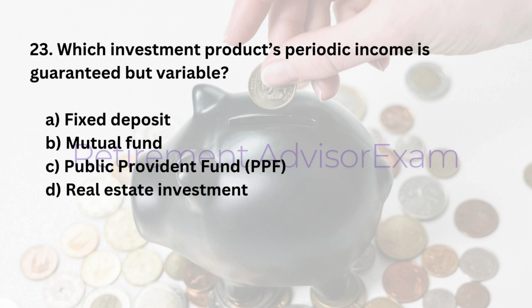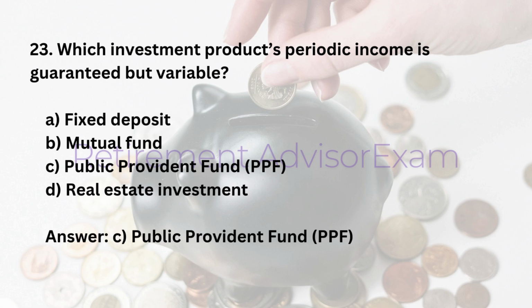23. Which investment product's periodic income is guaranteed but variable? A. Fixed deposit. B. Mutual fund. C. Public Provident Fund, PPF. D. Real estate investment. Answer, C. Public Provident Fund, PPF.